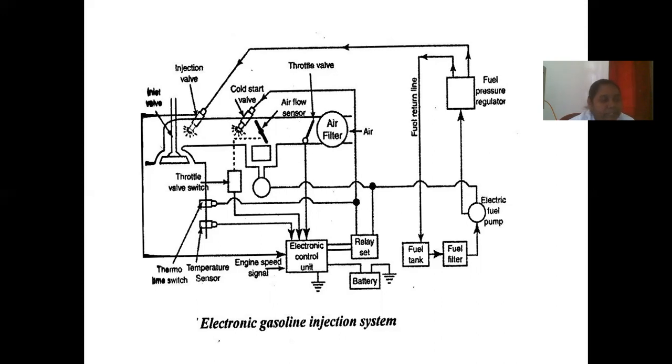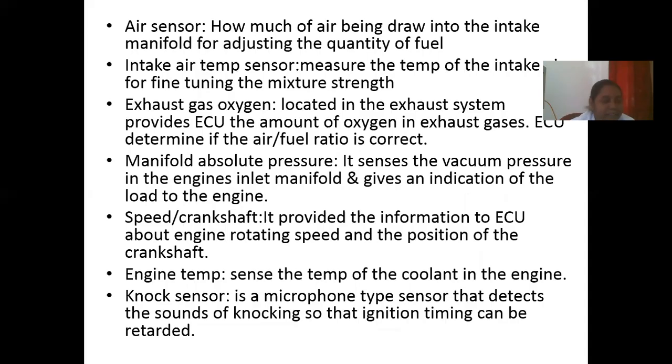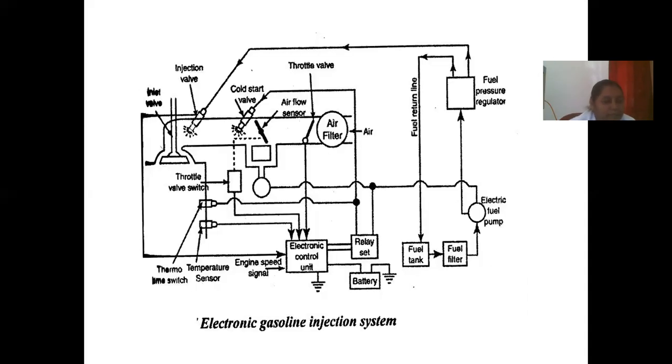This system consists of an electrically driven fuel pump which draws the fuel from the fuel tank through a filter and forces it into the pressure lines. At the end of the pressure line, the fuel pressure regulator is placed. The fuel pressure regulator is connected to the intake manifold.